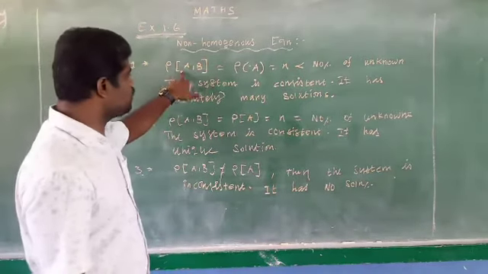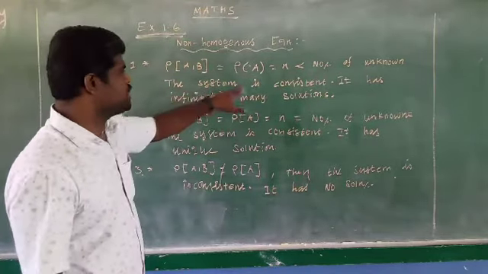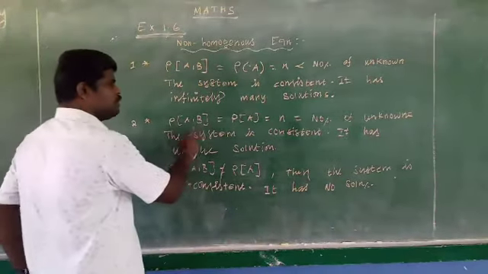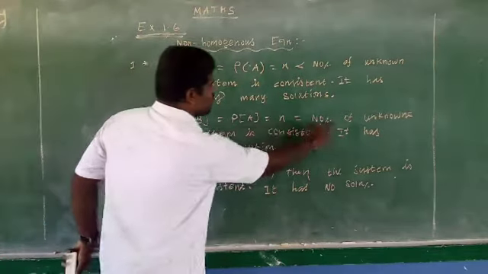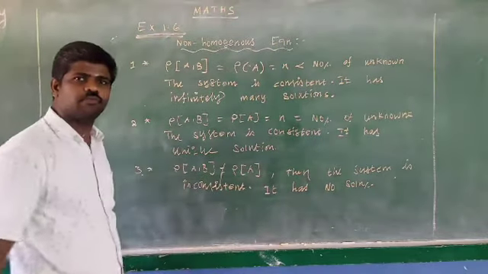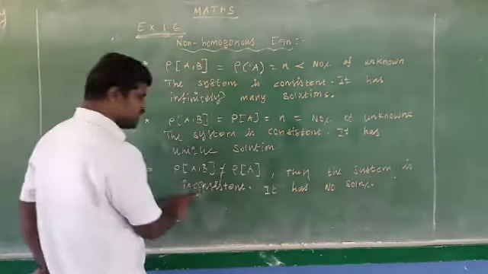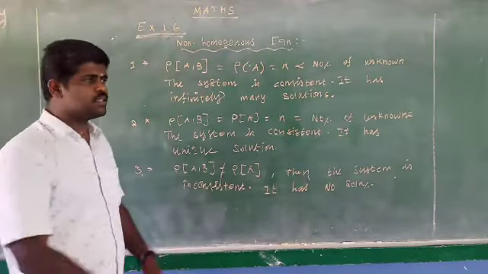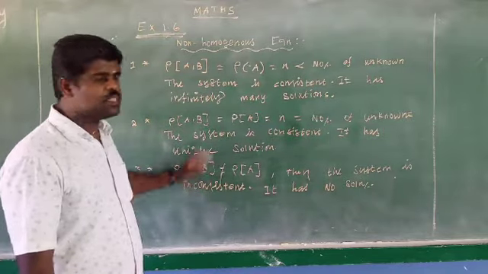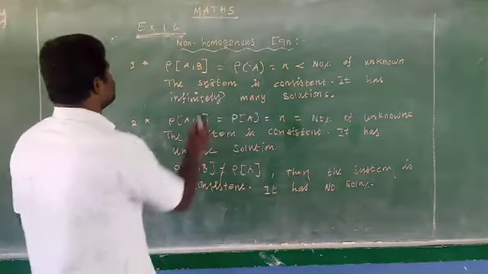First, rank of A comma B equal to rank of A equal to n, the number of unknowns less than: the system is consistent and has infinitely many solutions. Rank of A comma B equal to rank of A equal to the number of unknowns: the system is consistent and has a unique solution. Rank of A comma B not equal to rank of A: the system is inconsistent and has no solution. These three conditions are very important to solve non-homogeneous equations.